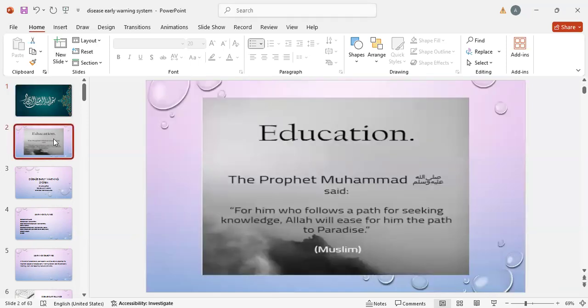Hadith of the day. The Prophet, peace be upon him, said, for him who follows the path for seeking knowledge, Allah will ease for him the path of paradise.